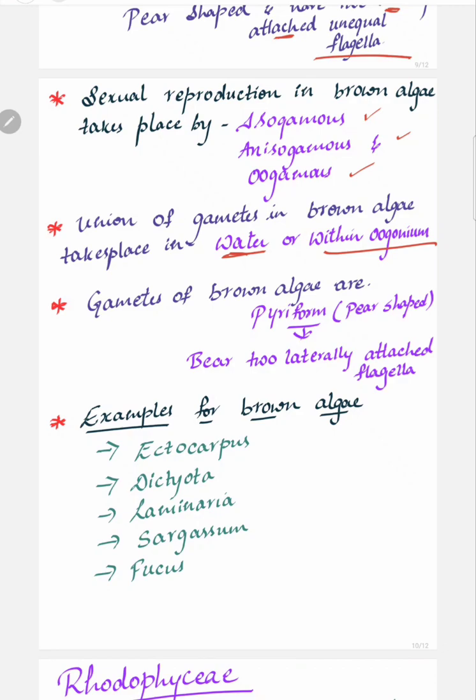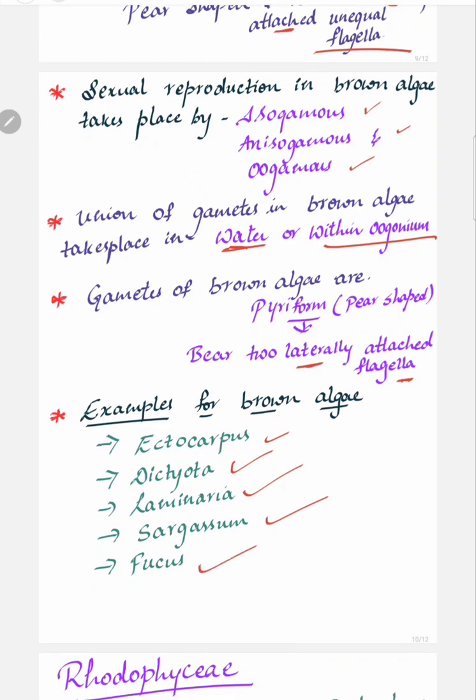Next, gametes of brown algae are pyriform, that means pear-shaped. They bear two laterally attached flagella. Then the examples of brown algae include Ectocarpus, Dictyota, Laminaria, Sargassum and Fucus.